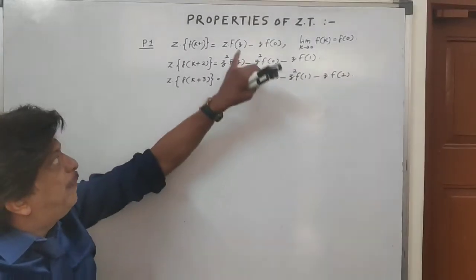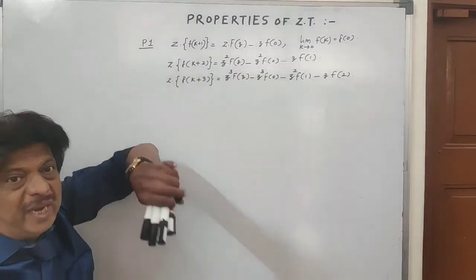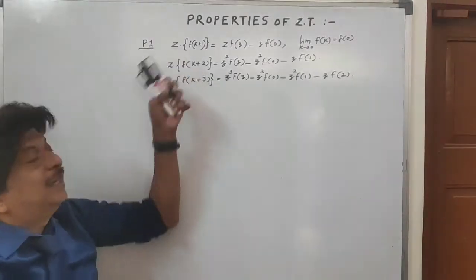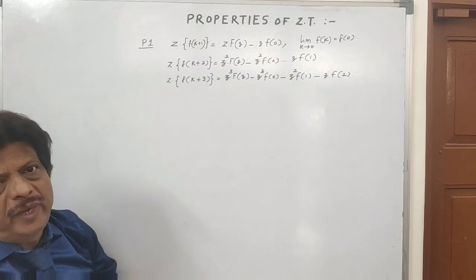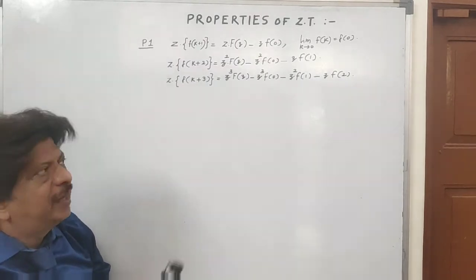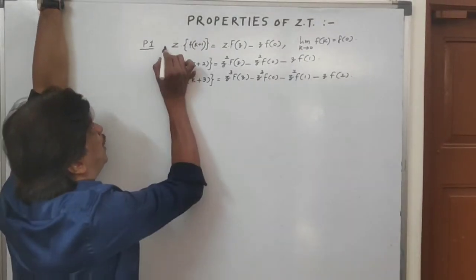If the Z transform of f of k is f of z, then from it we can directly obtain the Z transform of f of k plus 1, f of k plus 2, certain forward sequences. That is called the forward shift property. So we shall prove this property first.